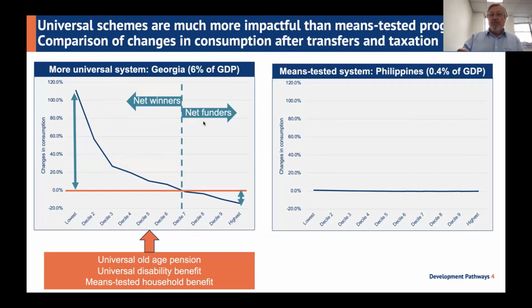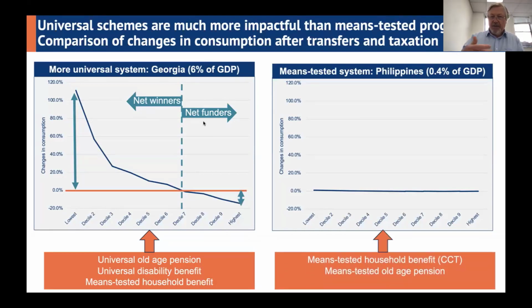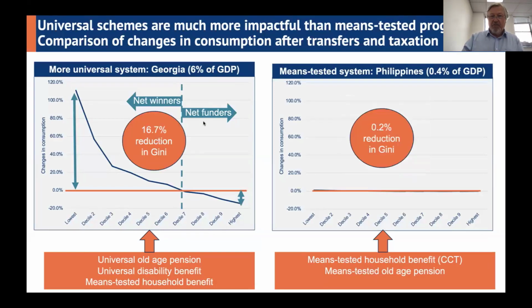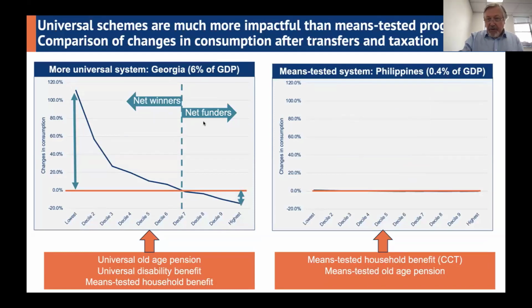If you compare this though with a means tested system, such as the Philippines, which only spends 0.4% of GDP, it spends it mainly on a means tested household benefit, a conditional cash transfer, and an old age pension that's means tested as well. You can see the blue line, there's hardly any change. The poverty targeted schemes have minimal impacts on inequality.